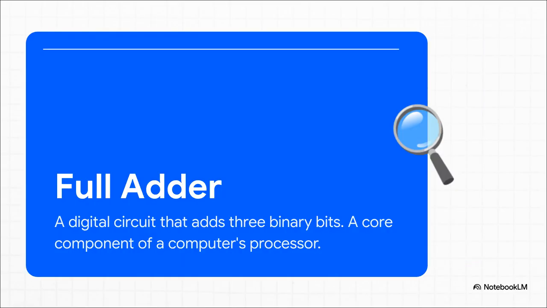So what in the world is a full adder? Well, it's a tiny digital machine. Its only job in life is to add 3 simple bits together, 3 ones or zeros, and spit out the answer. Now, imagine billions of these little guys all working together. That is what allows the processor in your computer to do mind-bogglingly complex calculations.